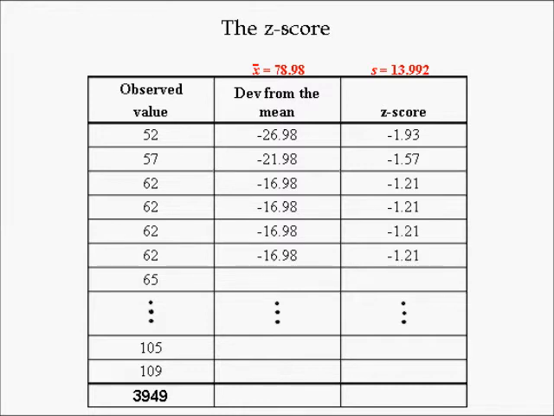Repeat this process for the remaining observations, but we only show the ones for the 7th, 49th, and 50th observations. The 7th, 49th, and 50th deviations from the mean are negative $13.98, positive $26.02, and positive $30.02. The corresponding z-values are negative 1, 1.86, and 2.15. Now, the sum of the deviations from the mean is equal to 0. The sum of the z-scores is equal to 0 too.